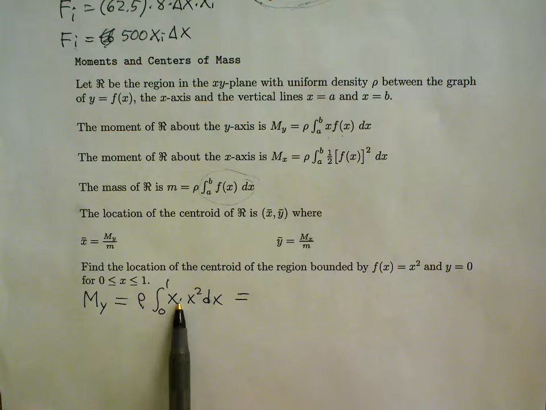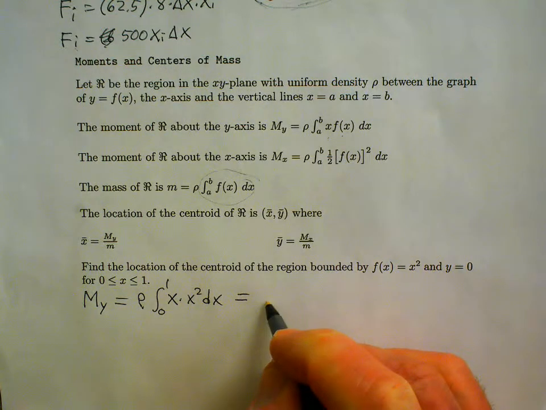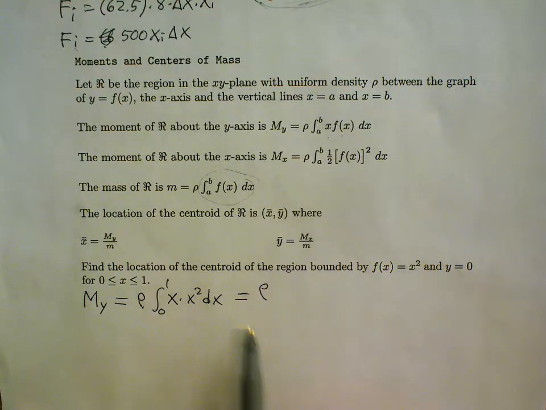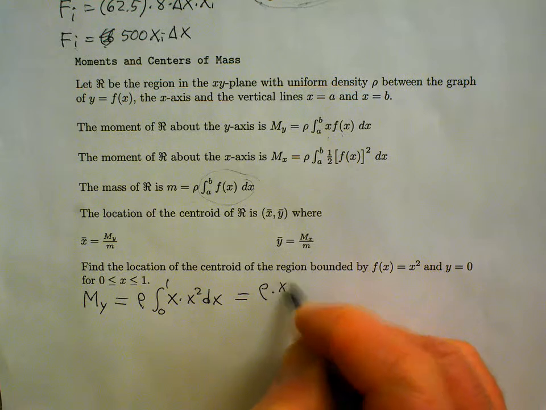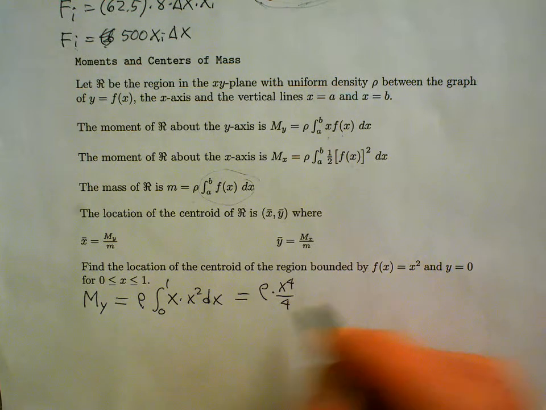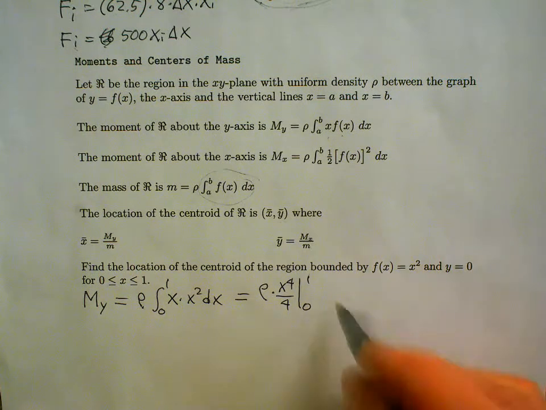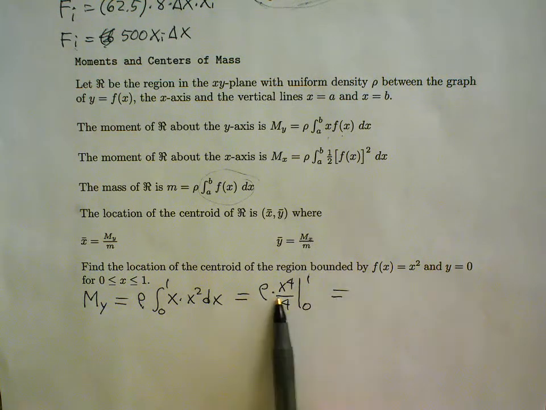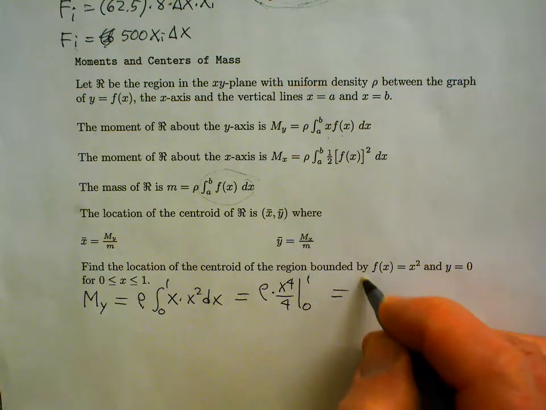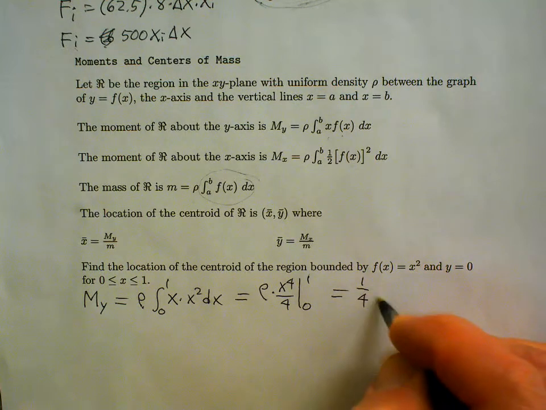So we know that x times x squared is x to the third, so let's go ahead and write down the antiderivative for x to the third, which is x to the fourth over 4, and then evaluate this from 0 to 1. When x is 0, the quantity is 0, so we'll just end up with 1/4 times rho.